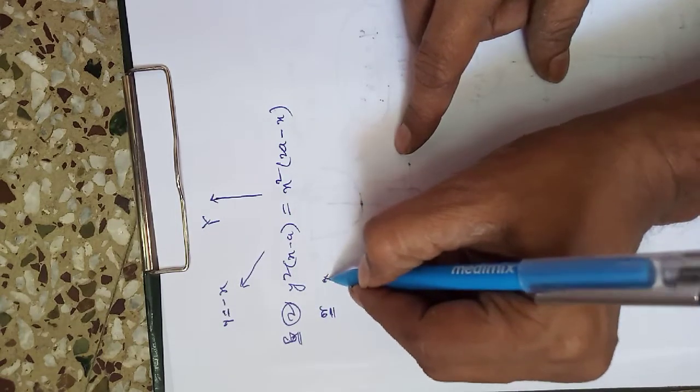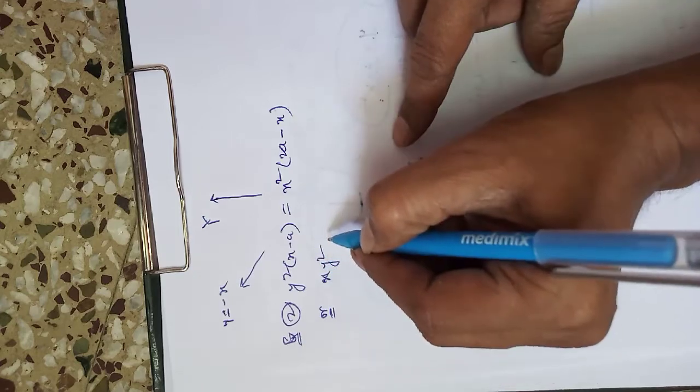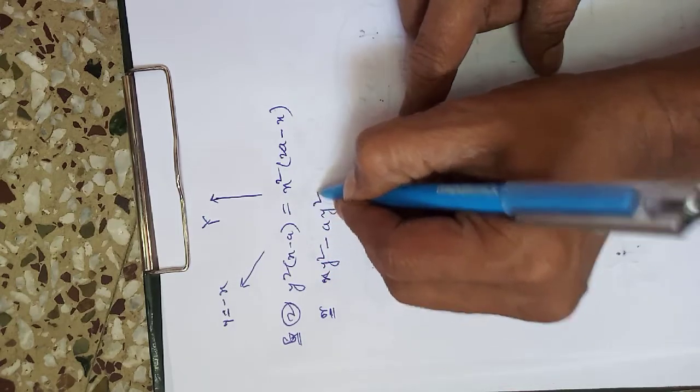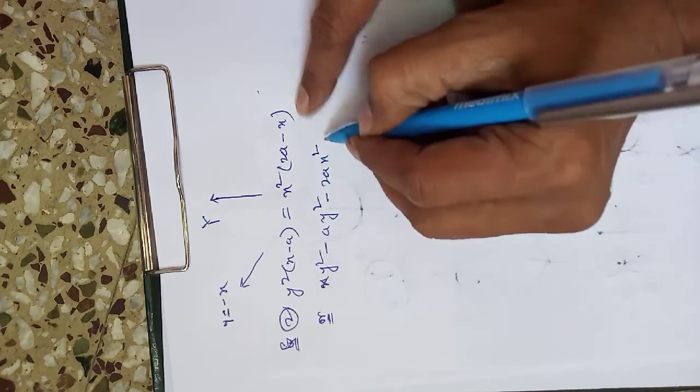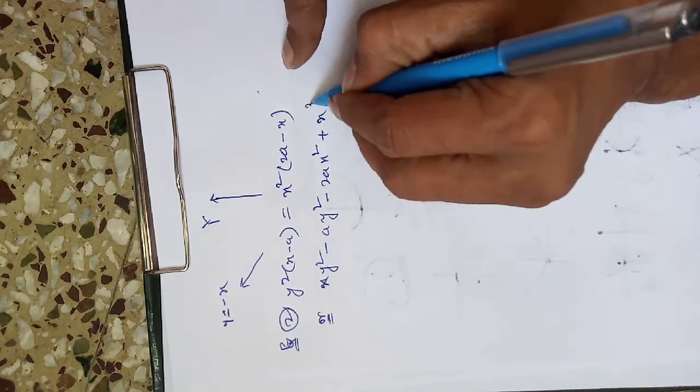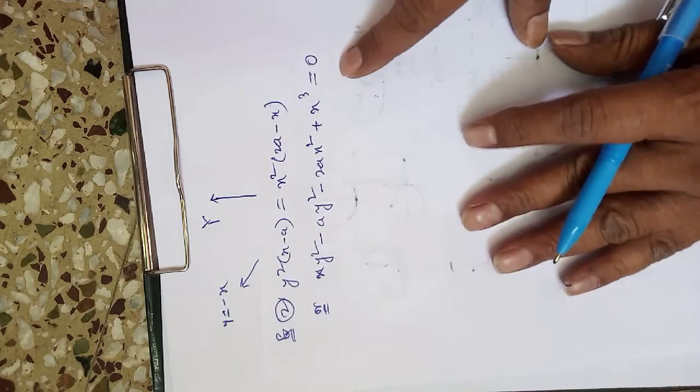x y square minus a y square minus 2a x square plus x cube equals 0. Okay.